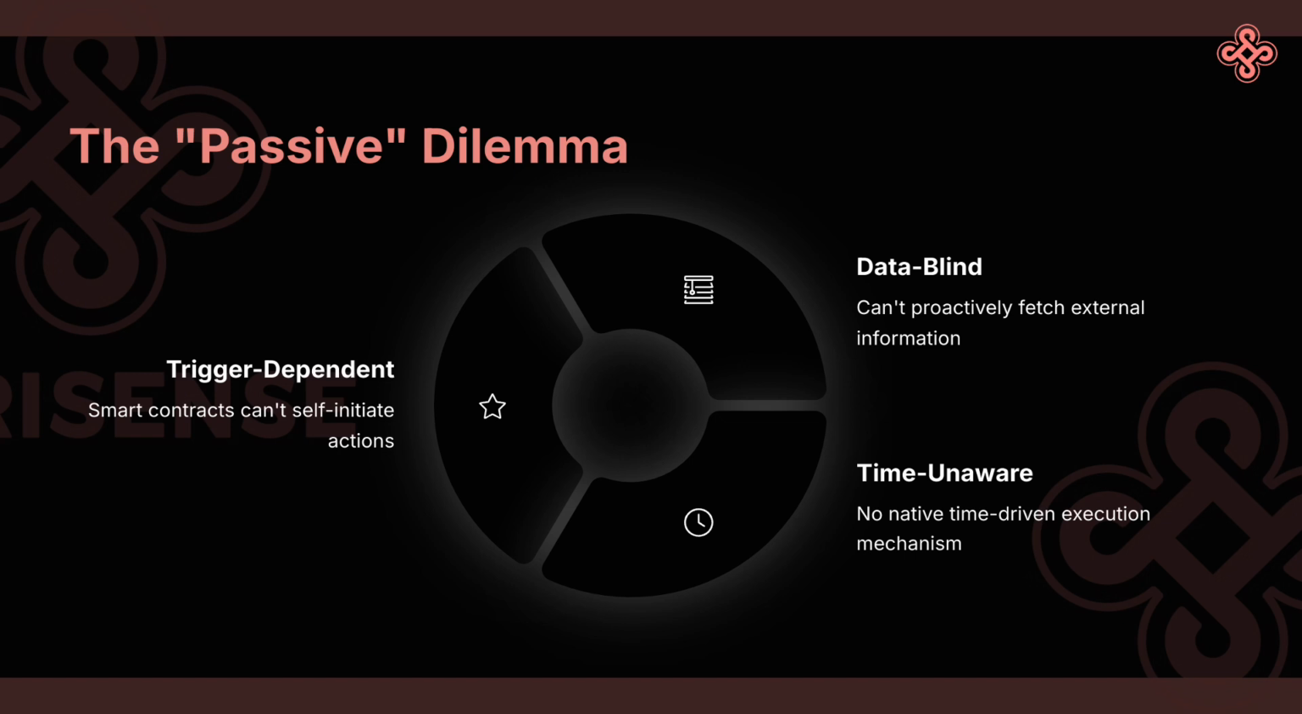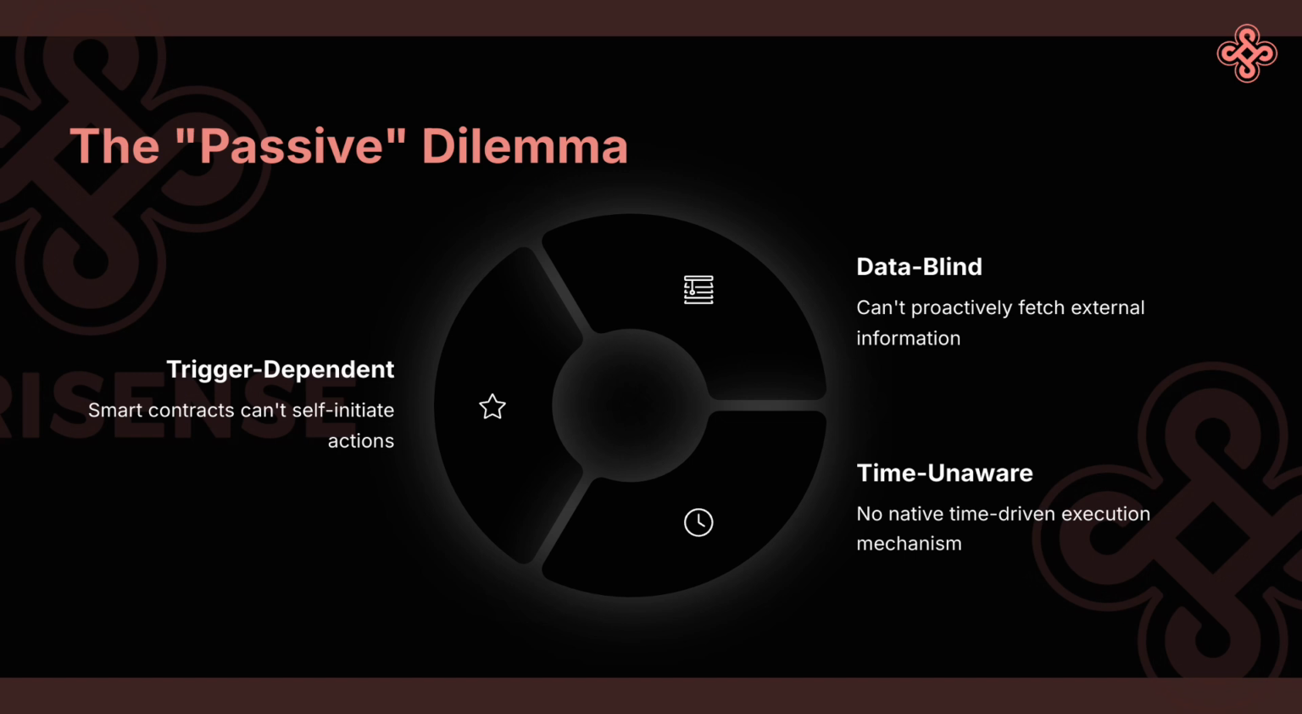Lack of time awareness. Smart contracts do not possess a built-in, reliable time-driven mechanism. They cannot autonomously schedule tasks for future execution based on a specific time or block height. Instead, they depend on external automation services to send transactions at the right time, introducing centralized dependencies and additional costs and complexity.